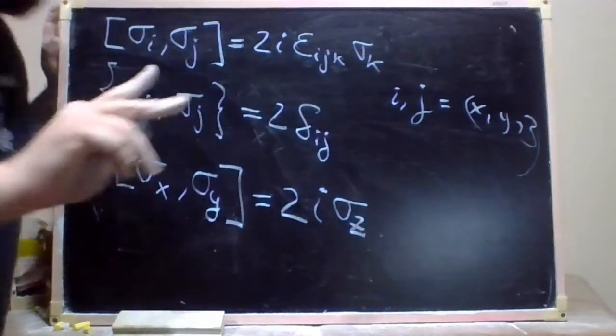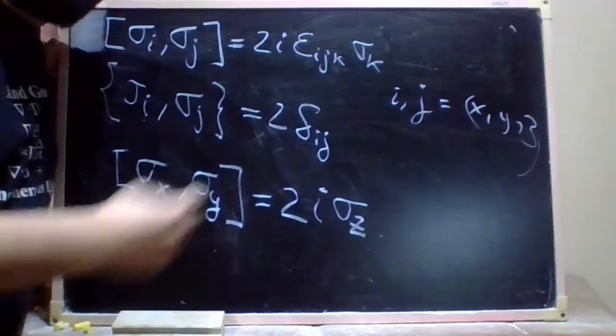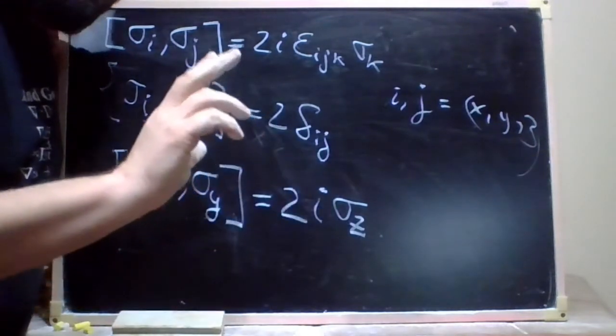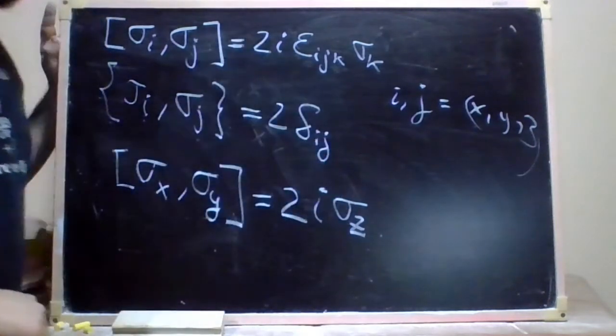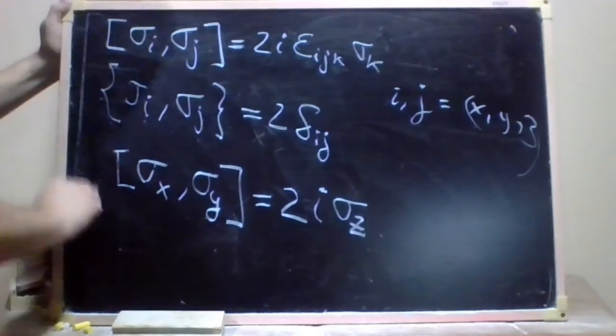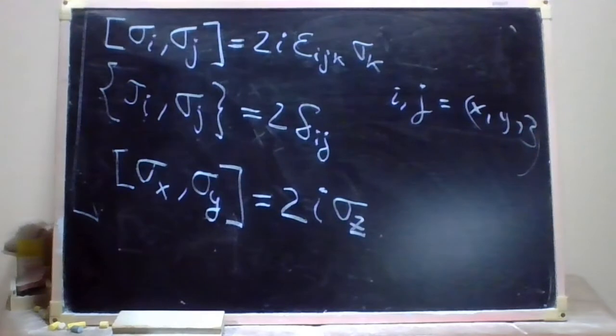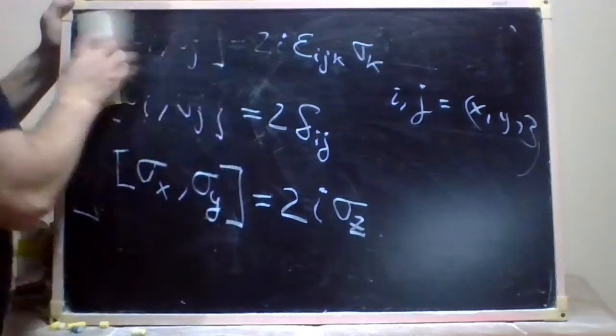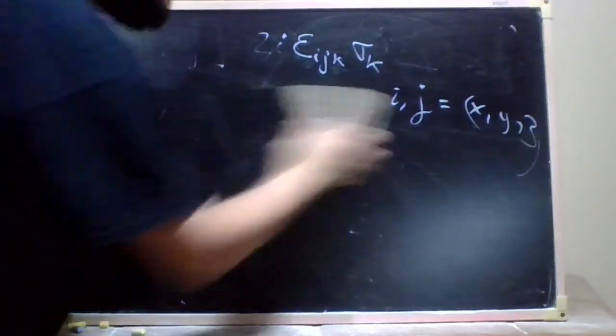So Pauli matrices anti-commute with each other. All right? It's a very important result also. And any matrix product, notice the following thing.